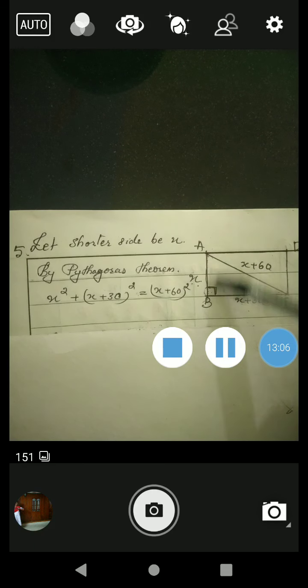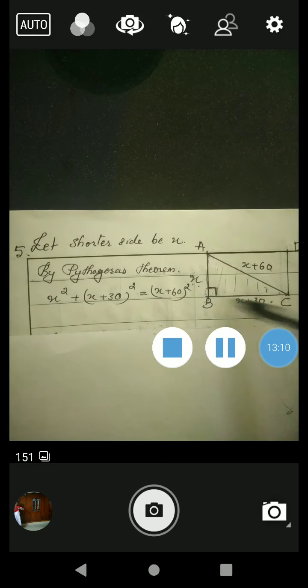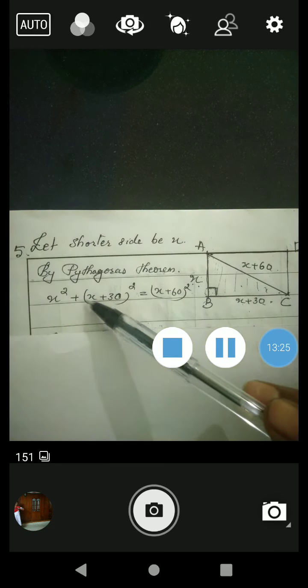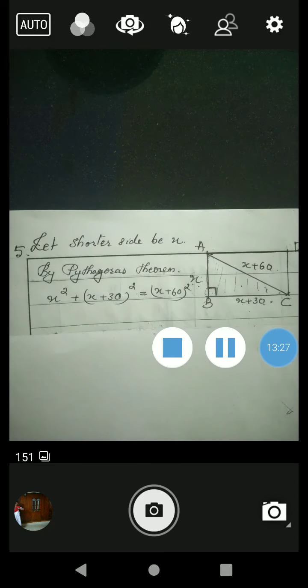You can see one right triangle here. Using the Pythagoras theorem, the same theorem, we can apply here. That is, x square plus x plus 30 the whole square is equal to x plus 60 the whole square. Simplify this equation, then you will get a quadratic equation, and then you can solve it. Now, the sixth one is also homework.